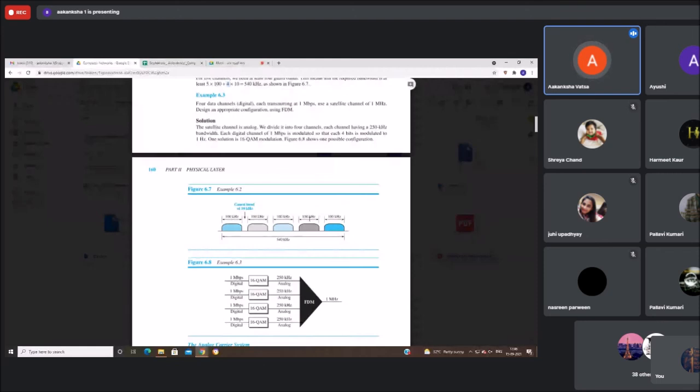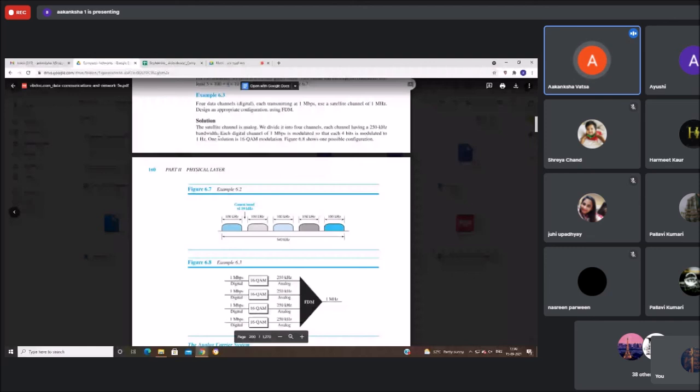Now next is example 6.3. 4 data channels that are digital, each transmitting at 1 Mbps, use a satellite channel of 1 megahertz. Design an appropriate configuration using FDM. So I have a satellite channel of 1 megahertz on which we have to transmit 4 data channels. They will be using FDM, and what will the data rate of each be? 1 Mbps. So how do we do it? The data rate of my digital channel is 1 Mbps, look at figure 6.8.